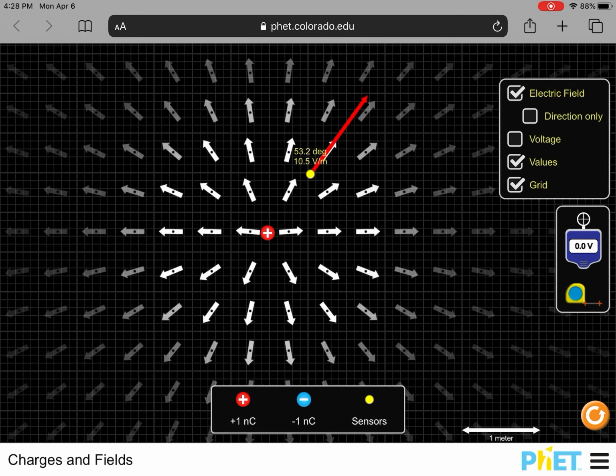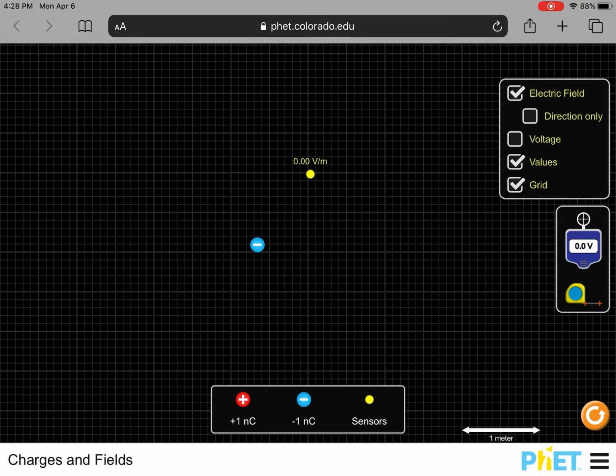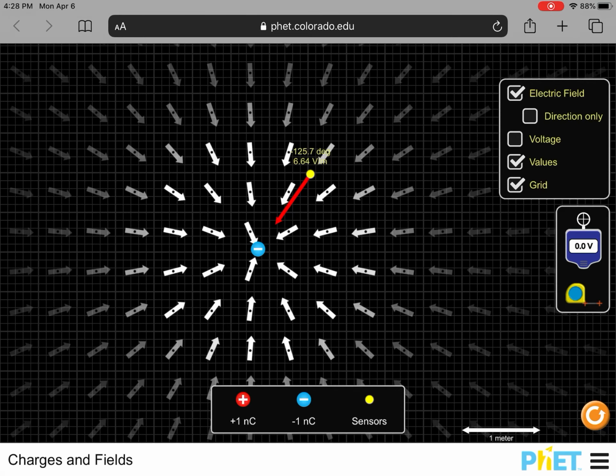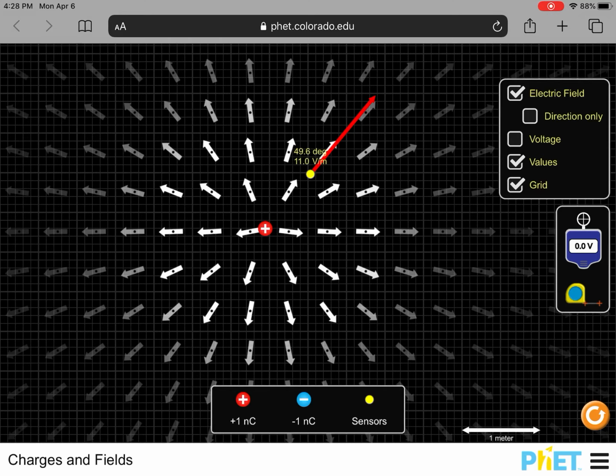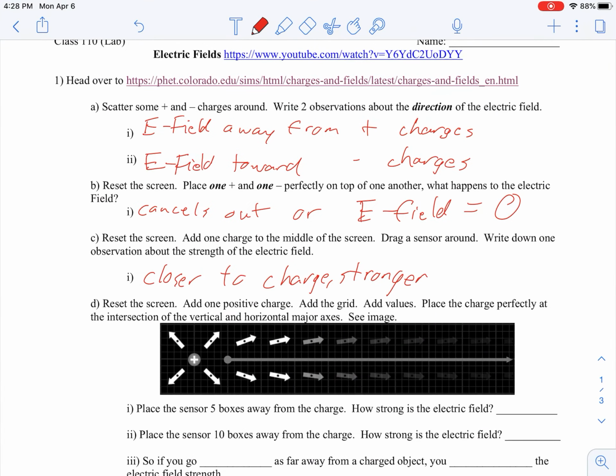What do you think? How would this change if we replace that positive charge with a negative? Exactly right. The electric field is going to point towards it now. Right? The sensor's changed directions. Now it's pointing towards the negative, away from the positive, just like we saw earlier.